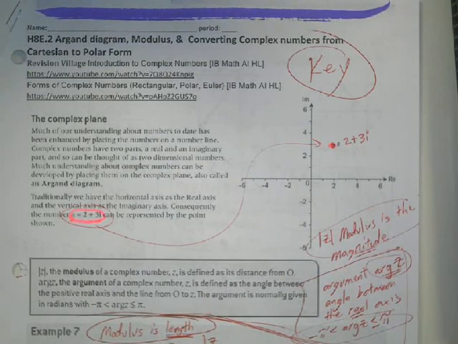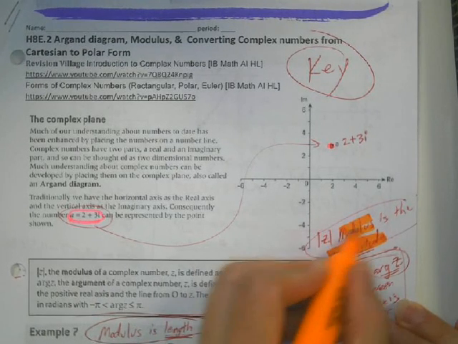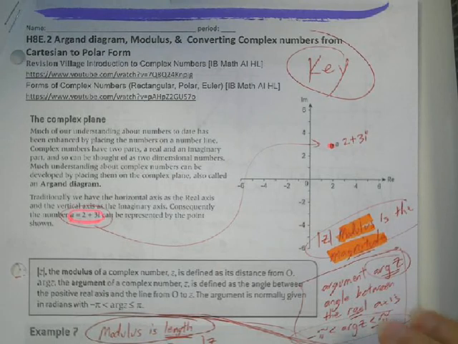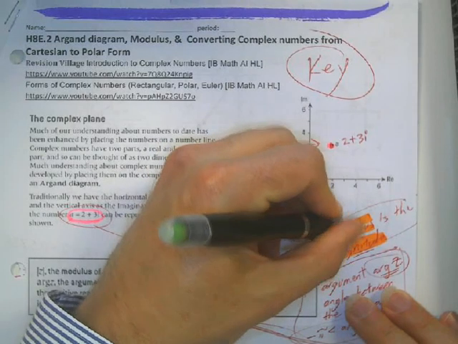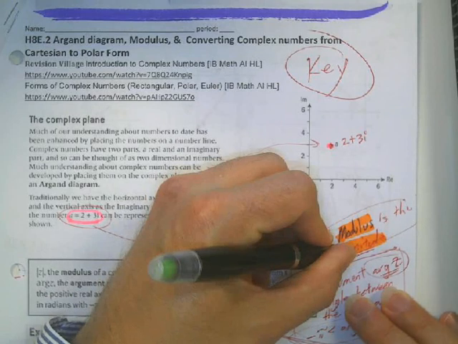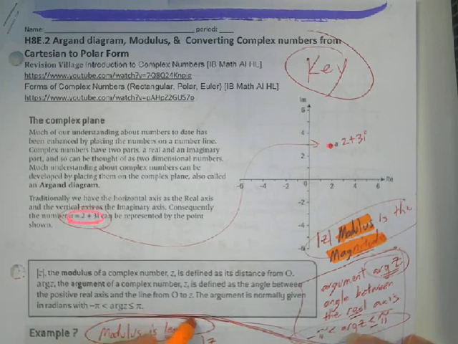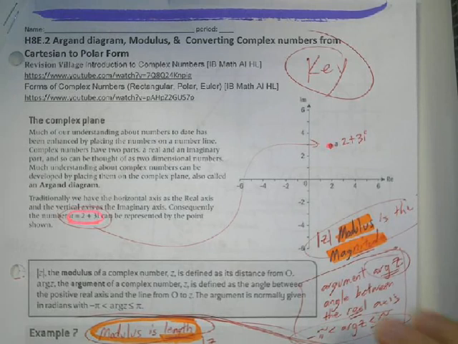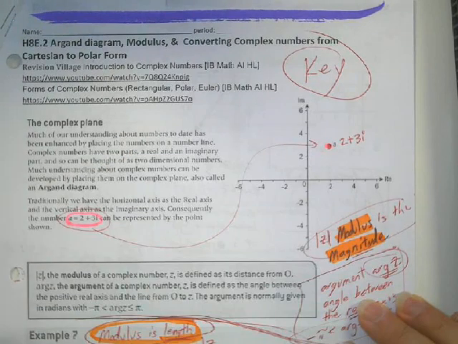Now, when we were doing vectors, we talked about magnitude. What is magnitude? What is modulus? Basically, it's the length of the line. That's the important thing. So the modulus is the length of the line.